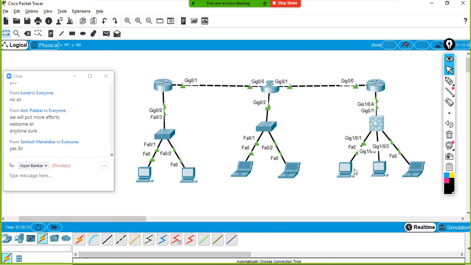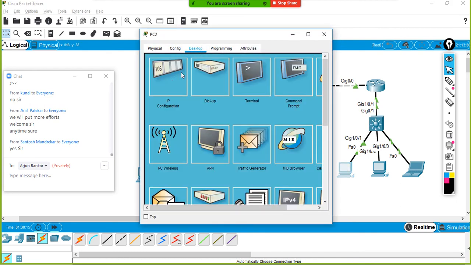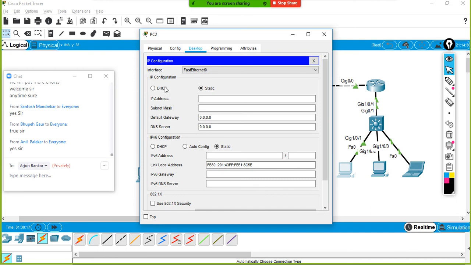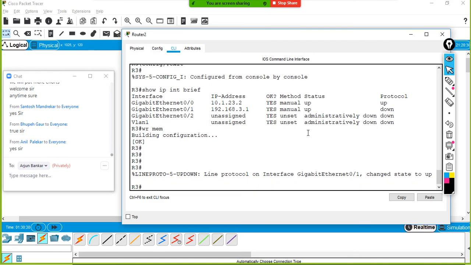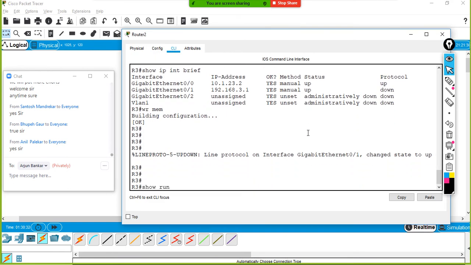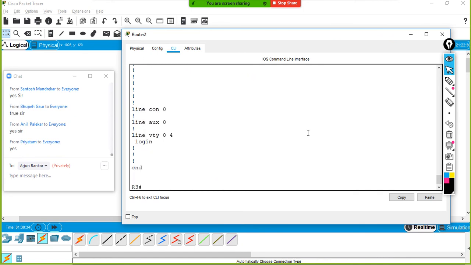Yeah, it's come up now. Go to the desktop, IP configuration, then select DHCP. Oh, DHCP is not working. What's the reason, guys? Oh, we didn't configure the DHCP, I think. Right? Did we configure it or not? I think we didn't configure it. Yeah, we didn't. Let's go and do that.